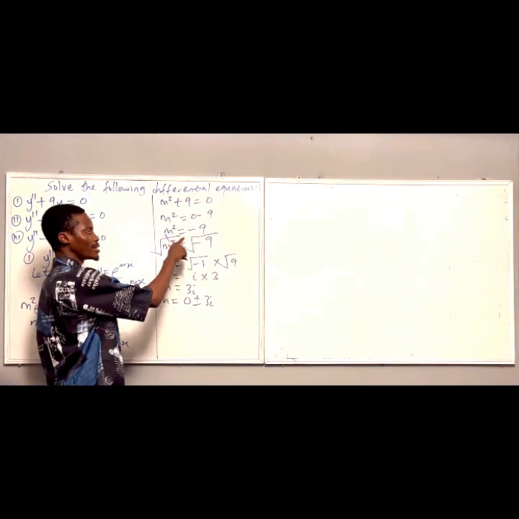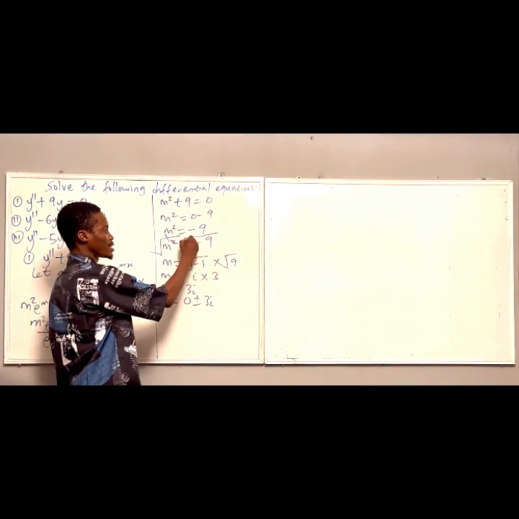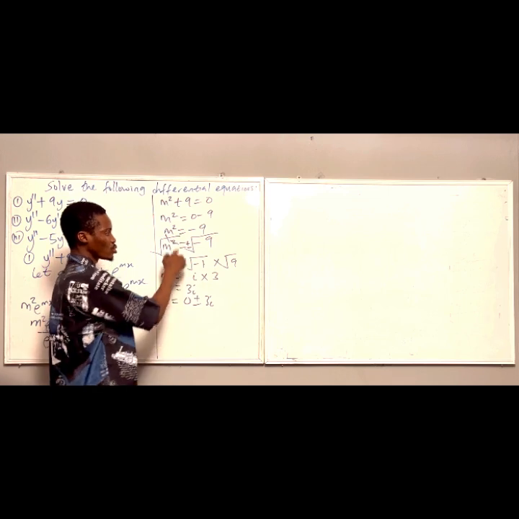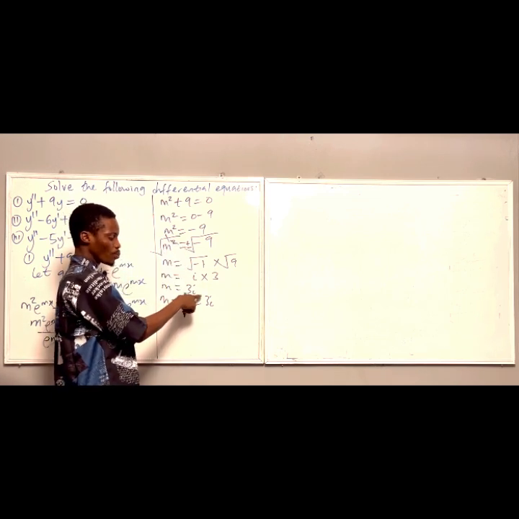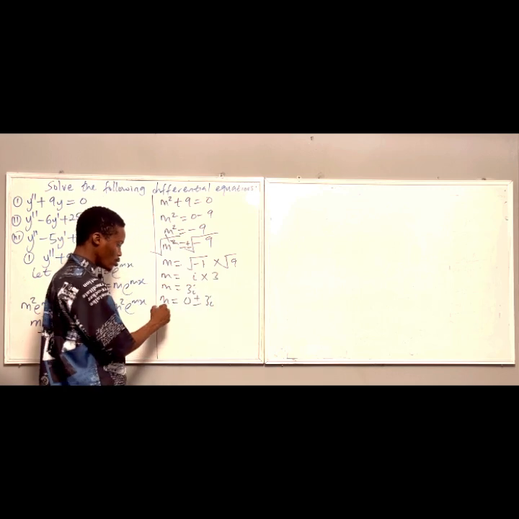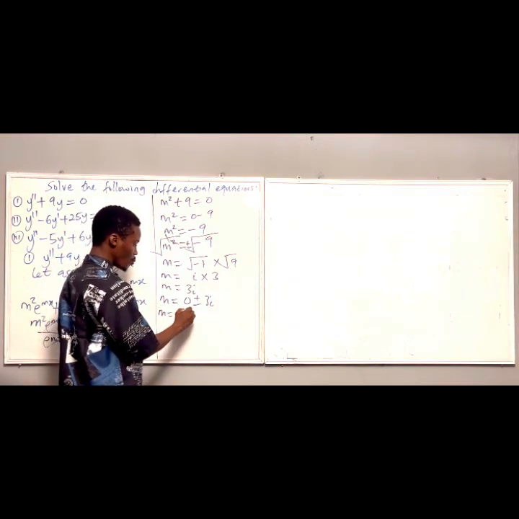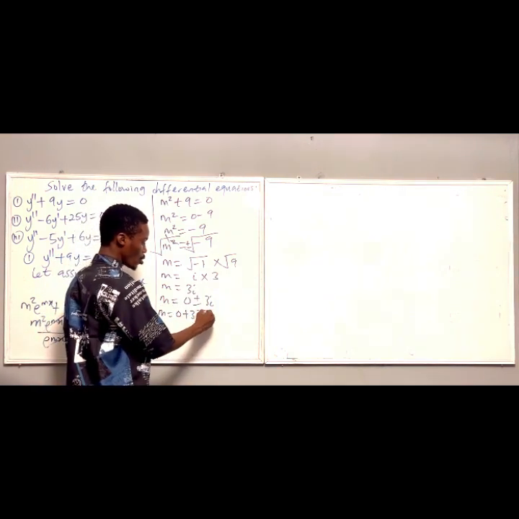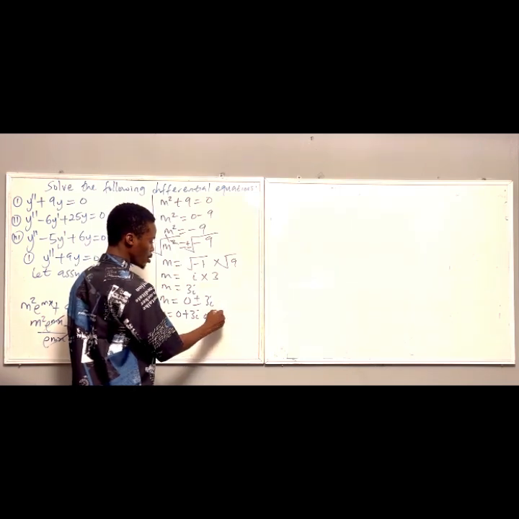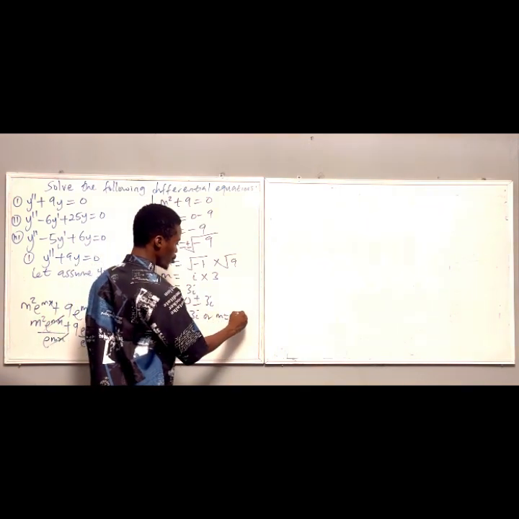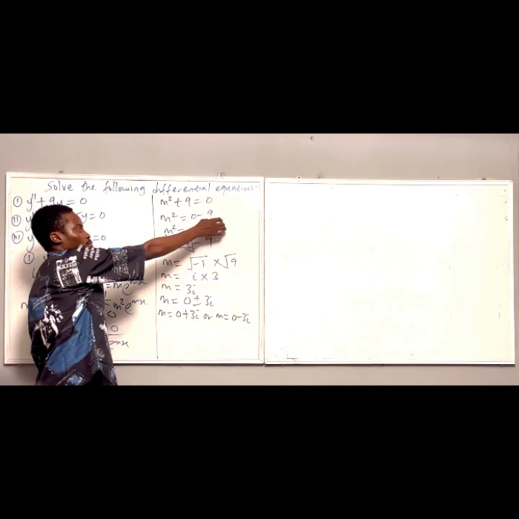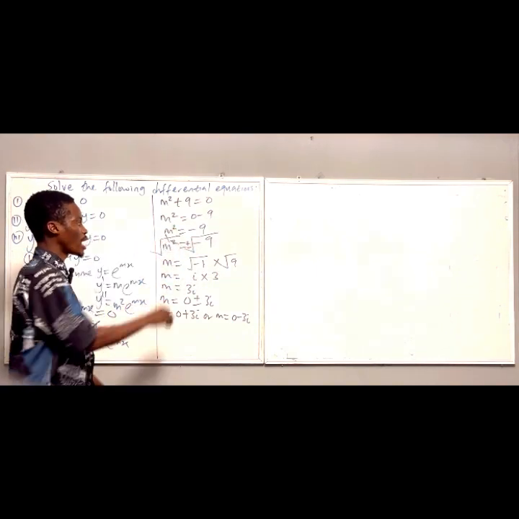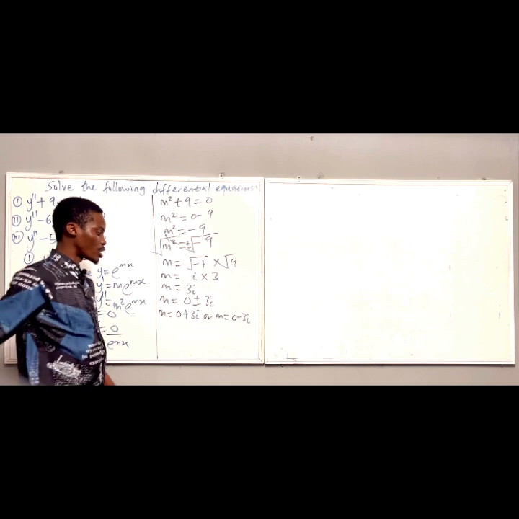Remember that when I'm taking a square root, I'm going to have negative and positive. Since we don't have anything else here, the real part is 0. So plus or minus 3i here. So my m will now be 0 plus 3i, or m is equal to 0 minus 3i. This is an auxiliary equation, since I want to solve for y. We call this the auxiliary equation.